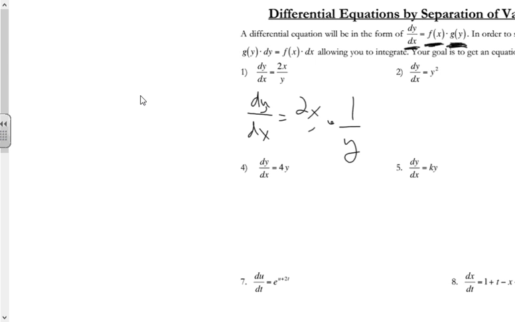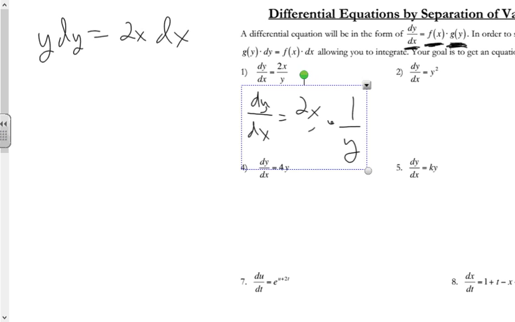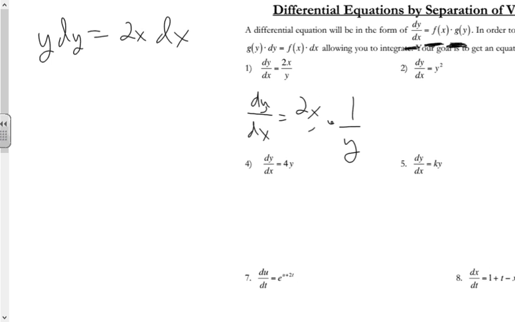So I'm going to pretend this is a fraction for a minute. And I'm going to multiply both sides of this equation by y, and that will give me y times dy equals 2x times dx. So do you see what I've done here? Let's see, can I get a pointer here on this screen? See, I've got the y dy. I moved that.